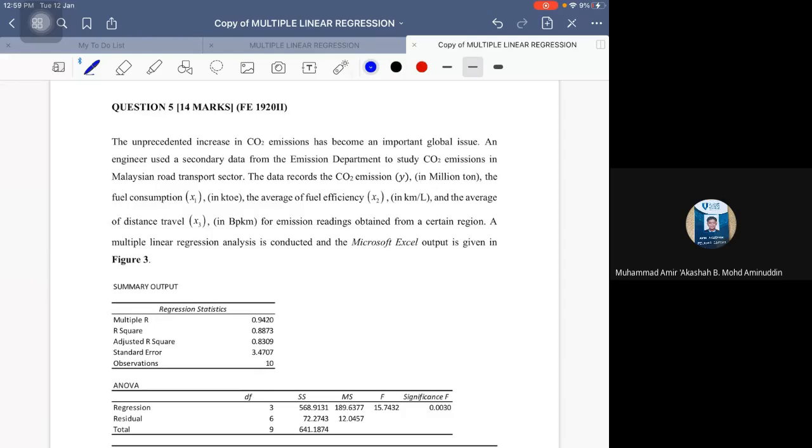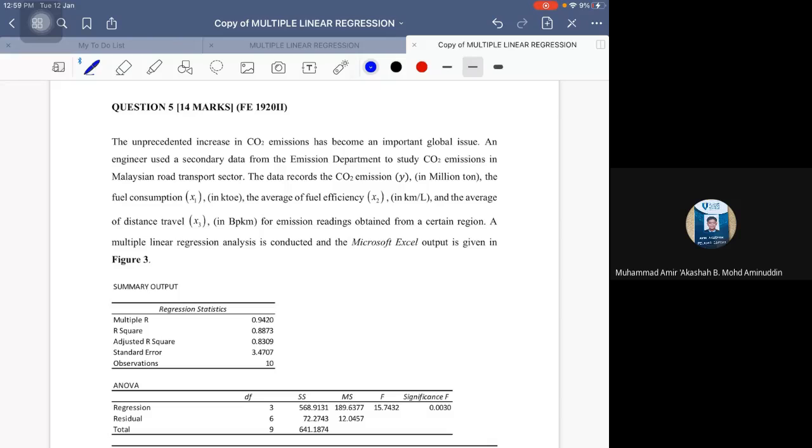Okay, so this is question number 5. This is actually a final exam question from last semester, the latest one, 1920 semester 2. The question said that the unprecedented increase in CO2 emissions has become an important global issue. So we're talking about CO2 emissions. An engineer used secondary data from the emission department to study CO2 emission in the Malaysian road transport sector. These are CO2 emissions released by cars, vans, anything that is a mode of transport.